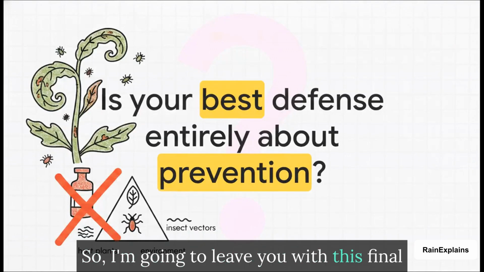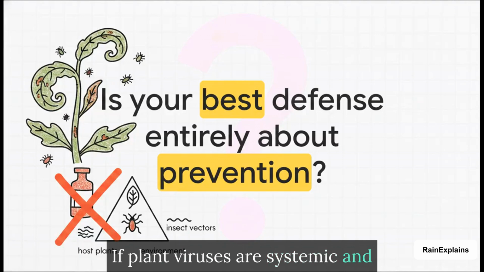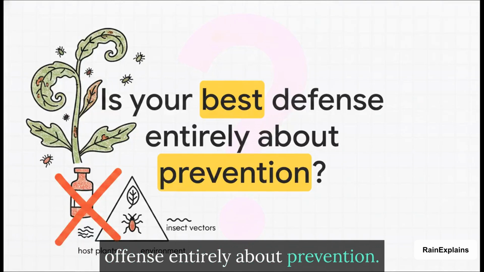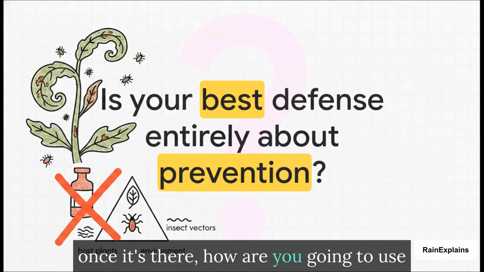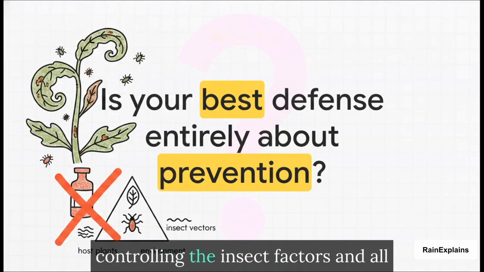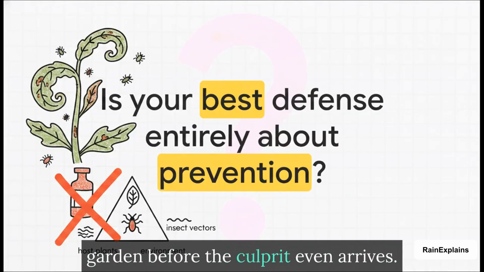So I'm going to leave you with this final kind of provocative thought. If plant viruses are systemic and completely incurable, is your best defense entirely about prevention? Knowing you can't cure a virus like AMV once it's there, how are you going to use that disease triangle? Managing your host plants, controlling the insect vectors, and altering the environment to protect your garden before the culprit even arrives.